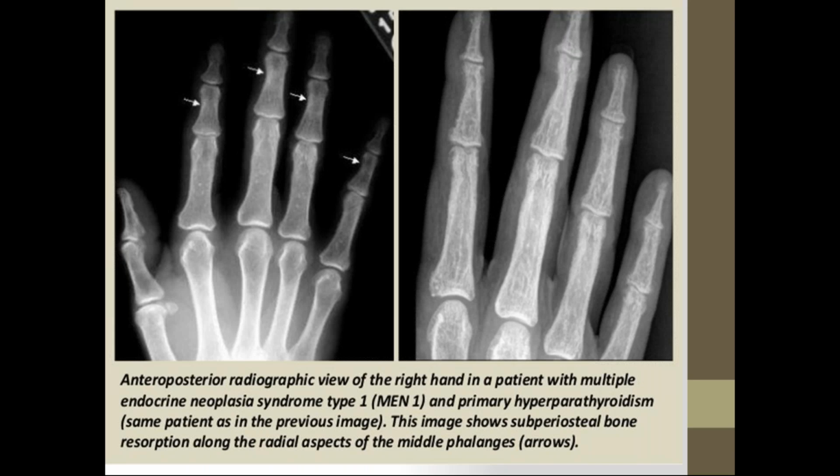This is the hand in hyperparathyroidism, a picture showing multiple endocrine neoplasia syndrome type 1 and primary hyperparathyroidism. The image shows subperiosteal bone resorption along the radial aspect of the middle phalanx. The arrow indicates subperiosteal bone resorption. So this is the bone resorption.